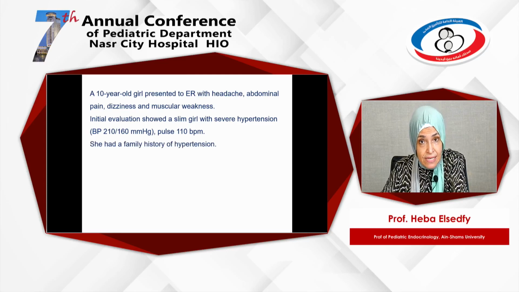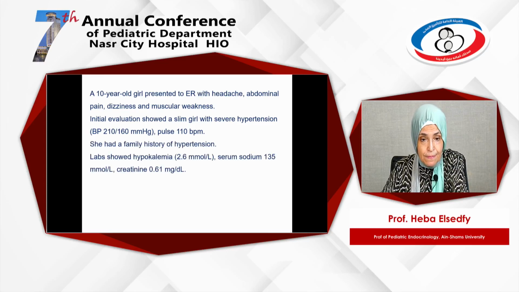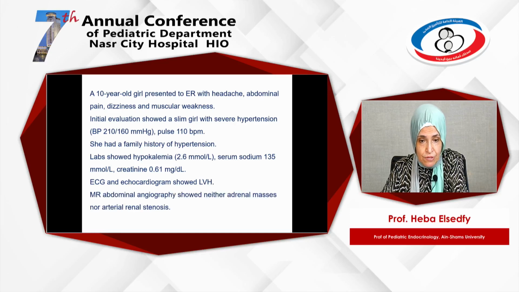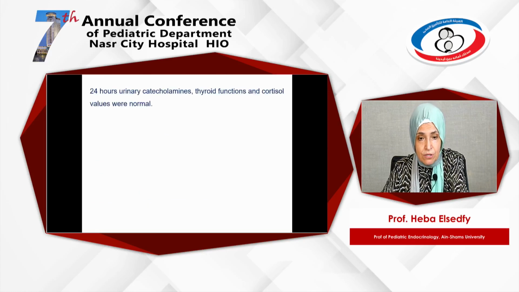She had a family history of hypertension, and the labs showed hypokalemia. Serum sodium was normal and creatinine was normal. ECG and echocardiogram showed left ventricular hypertrophy, so the hypertension was severe and sustained. MR abdominal angiography revealed no adrenal masses and no arterial renal stenosis.